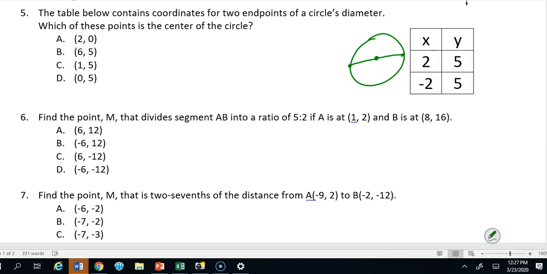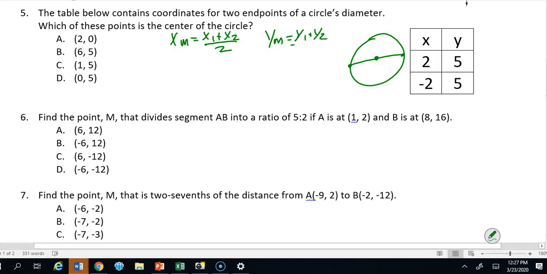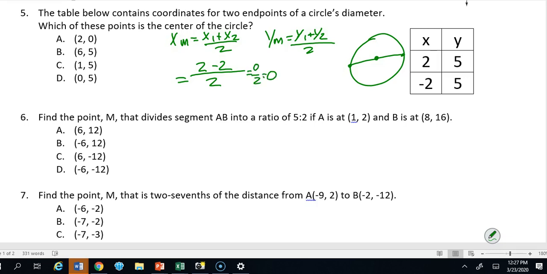So what we need to do is just add these points together. Remember that our midpoint formula is x1 plus x2 divided by 2 for the x value of the midpoint, and ym equals y1 plus y2 divided by 2. So we're going to do 2 minus 2 divided by 2, that's 0 divided by 2, which is 0. Over here, we're going to do 5 plus 5 divided by 2. That's 10 divided by 2, which is 5. So our center is going to be at 0, 5.